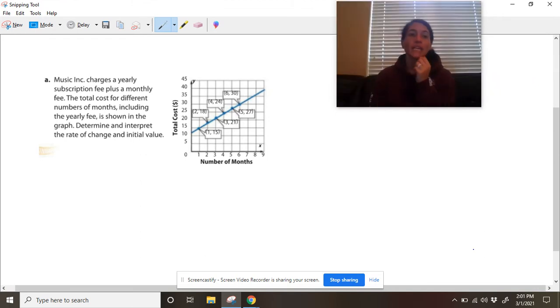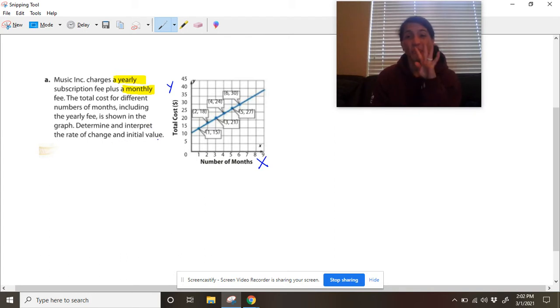So in example B, where is my mouse? There it is. Music Incorporated charges a yearly subscription fee plus a monthly fee. So we have 2 fees, a yearly fee and a monthly fee. The total cost for different number of months, including the yearly fee, is shown in the graph. So this is our y and this is our x. Determine and interpret the rate of change and initial value.